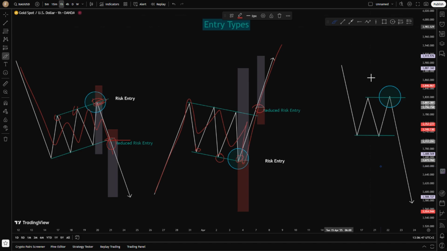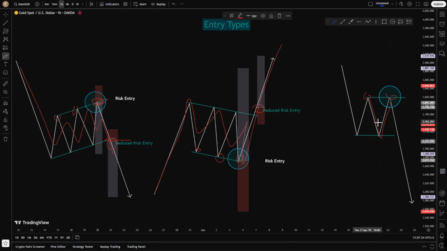Instead of having 3 touches, we only have 2 touches here. But now what you need to focus on is the M-type formation. Price rejected here once, came back again to retest the same level, and then rejected again to the downside. So this is the M-type formation or the V shape, right?